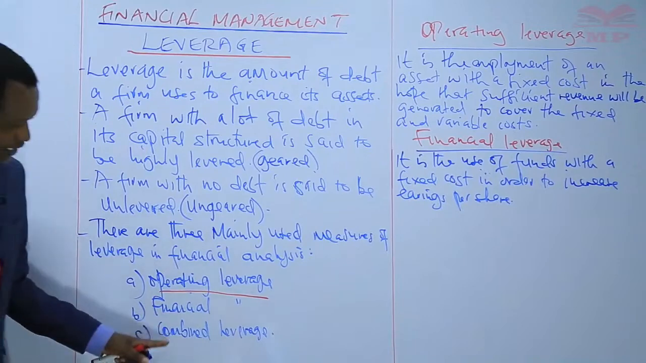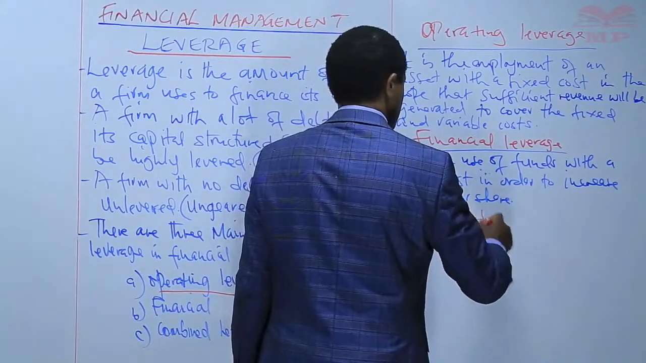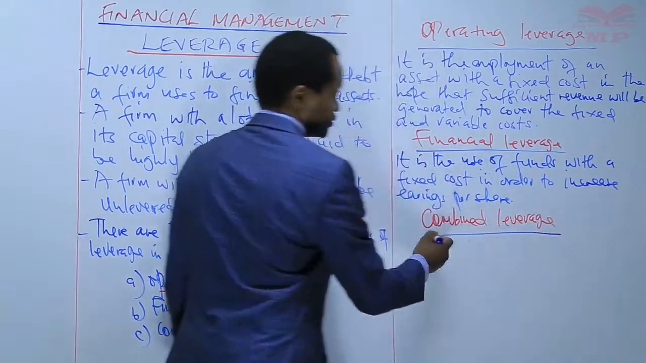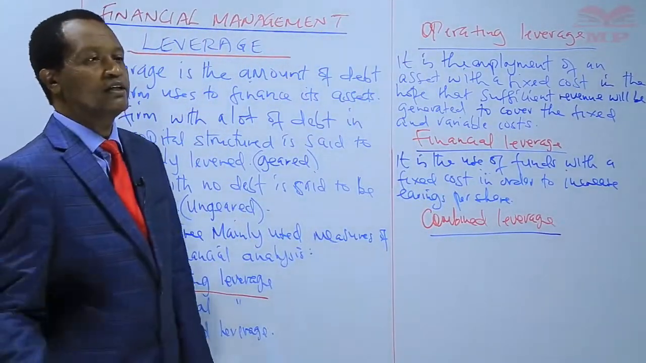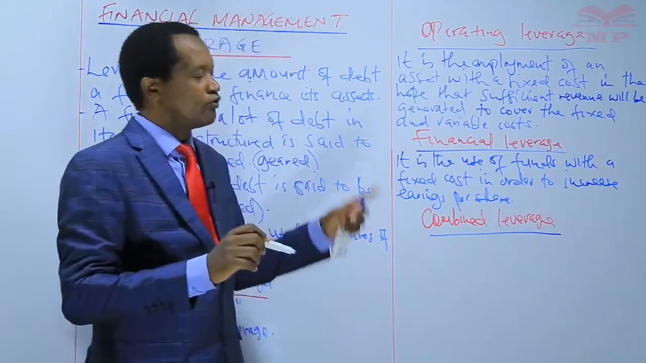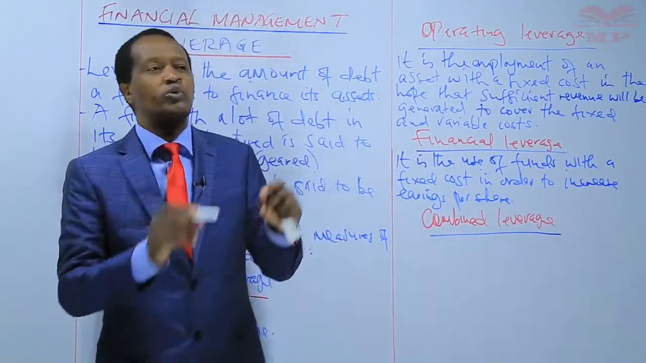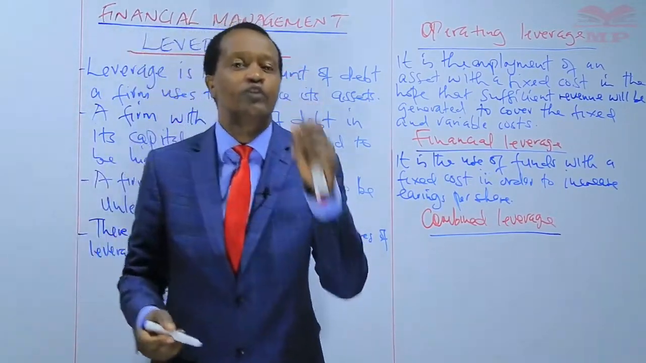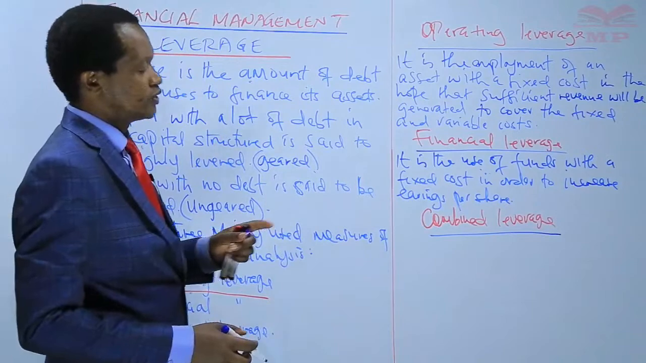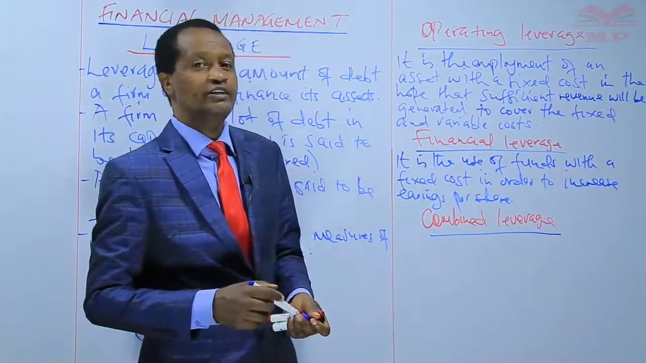Then learners, we have combined leverage. What is combined leverage? Combined leverage, on the other hand, may be defined as the potential use of fixed costs, both operating and financial, which magnifies the effect of sales volume change on the earnings per share of the firm. From the word combine, what are we combining? We are combining operating and financial leverage.